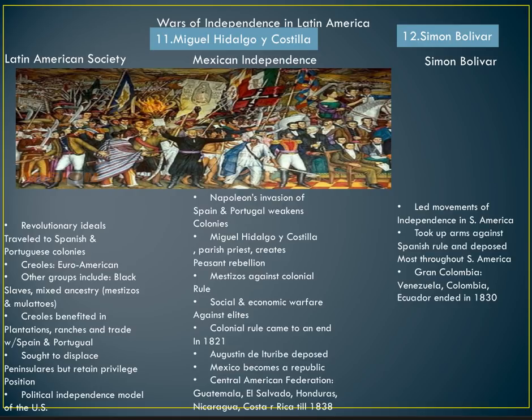One of the well-known leaders in these Latin American independence movements was Simon Bolivar. And he led movements of independence in South America in particular. For him, his goal was to unite South America into one major country. So he took up arms against Spanish rule and disposed of most of the elites throughout South America. Like I said, he wanted this Grand Colombia, which would include Venezuela, Colombia, Ecuador, and he had it for a moment, but it will end in 1830, where he will lose power.